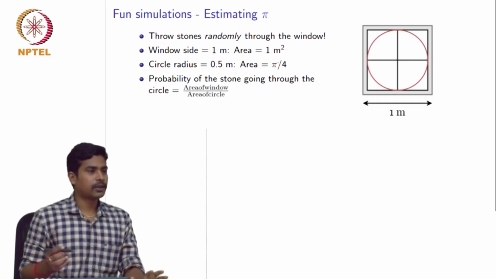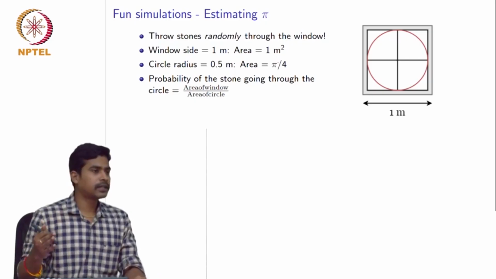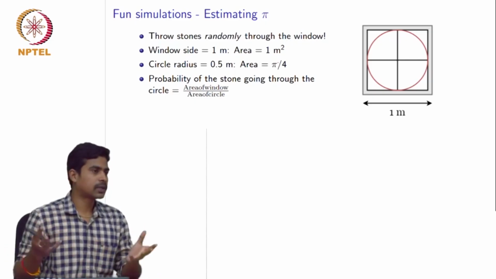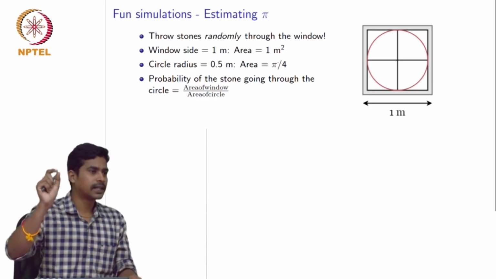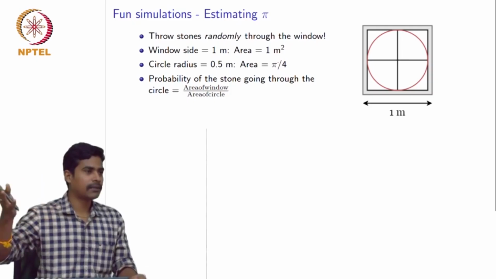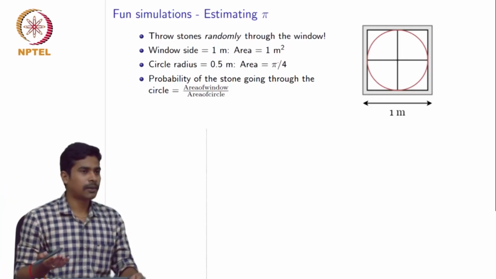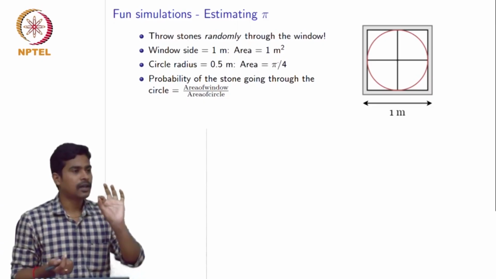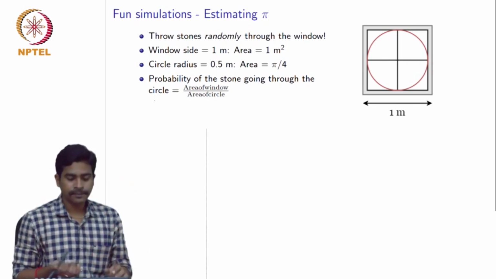So suppose you are throwing n number of stones, and you are throwing the stones randomly, not preferentially throwing so that this one should go inside the circle or this one should avoid the circle. You are just randomly throwing the stone. After throwing each stone, you are measuring if it is going inside the circle, or inside the rectangle but not inside the circle.